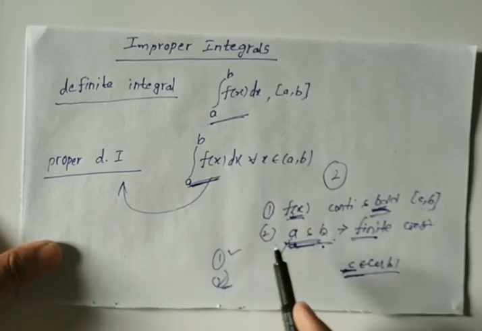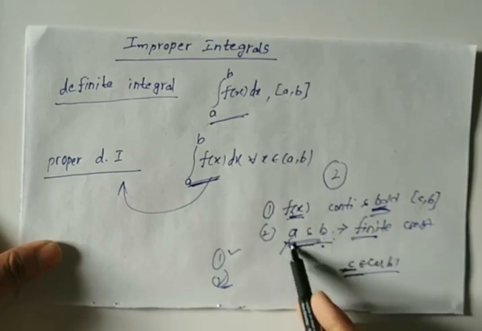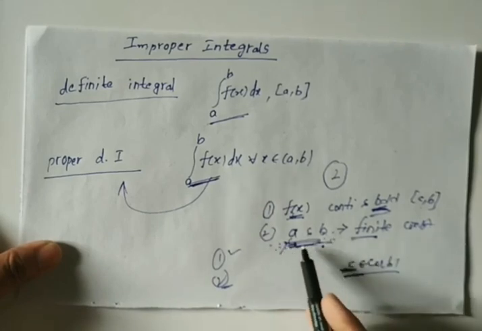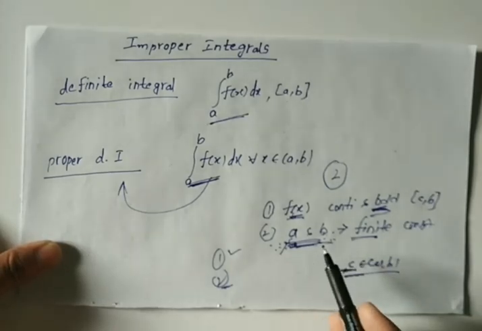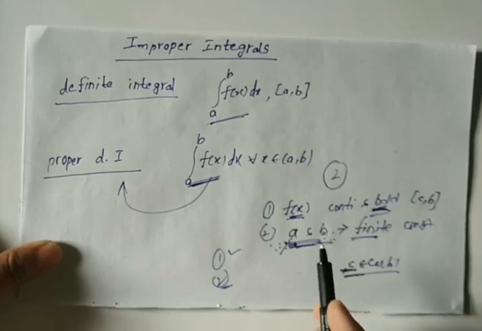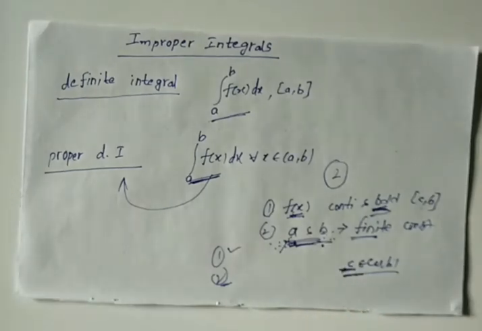So that is the first condition. Second condition: either one or both of the limits of integration are not finite. Then such a definite integral is called an improper integral. Improper integral is nothing but either one or both of the limits of integration are not finite, or f of x is unbounded at one point or more points. That means f of x has an infinite discontinuity at a or at b or at some point c which lies between a comma b, then such a definite integral is called an improper integral.